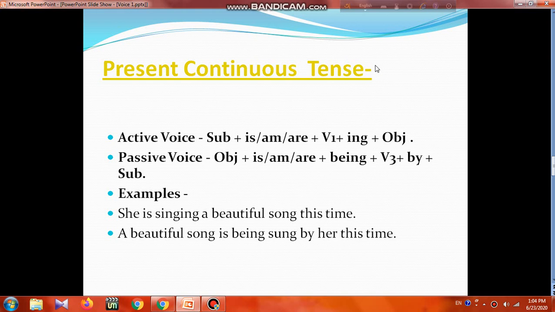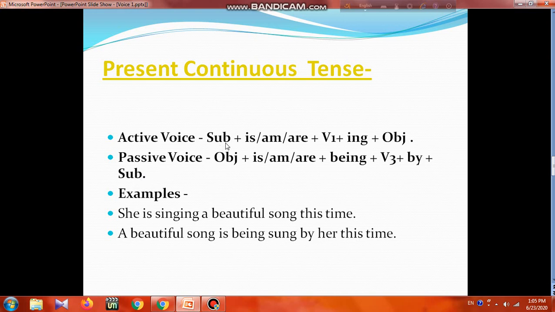So if you find any sentence that goes with the structure of present continuous tense, what to do? Usually the structure of present continuous is subject, am/is/are, verb V1 plus ing, then object. If you want to change it to passive voice, you need to take the object at the beginning, then along with the subject, according to the subject you will take am/is/are. As it is continuous you will take being, then after being it will be V3, then by, then the objective form of the subject. I repeat, you listen carefully.